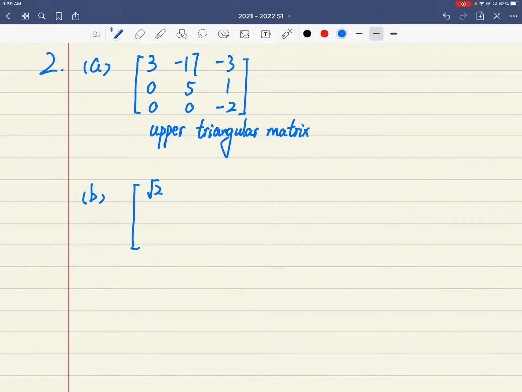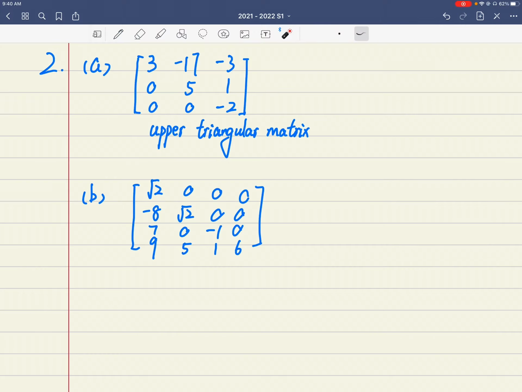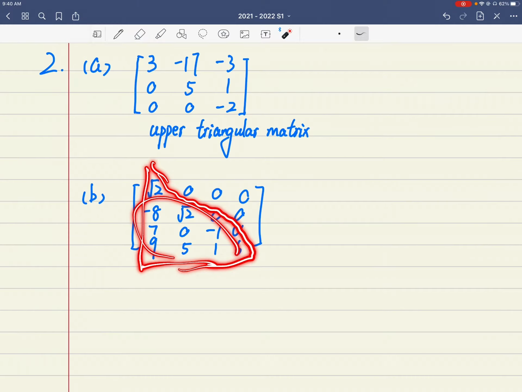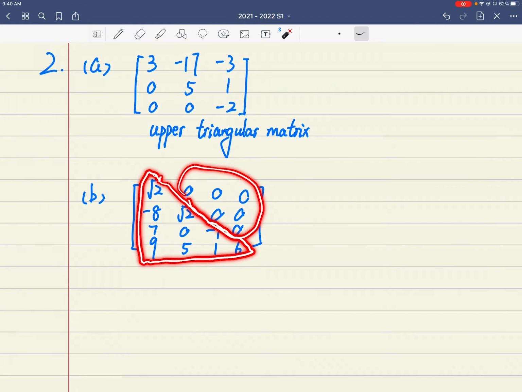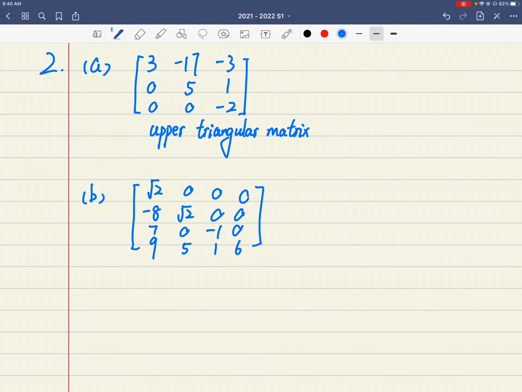As you can expect, it is the opposite. In part B, it is a 4x4 matrix. Same thing, lower triangular matrix. So you draw a lower triangle, and whatever is in this triangle, I don't care. Sorry, let me draw a better one. Whatever is in this triangle, I don't care. But whatever is outside this triangle must be zero. This is called a lower triangular matrix.